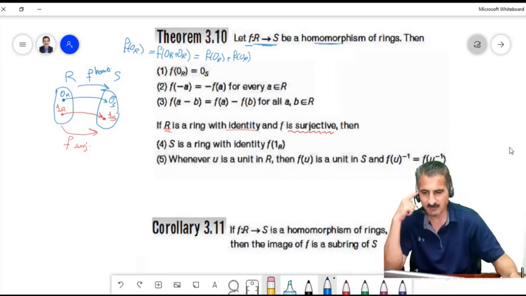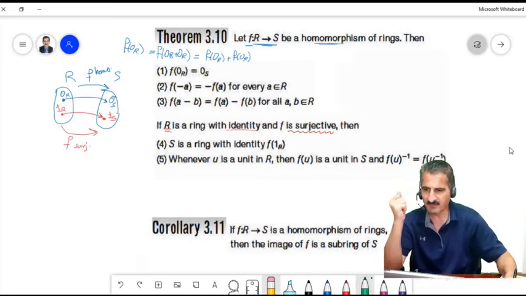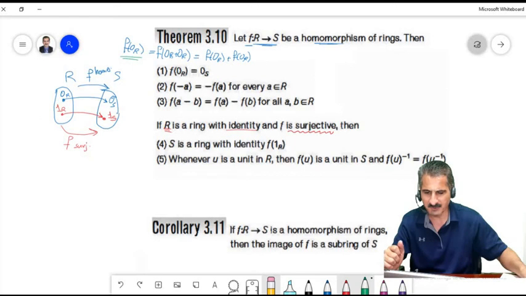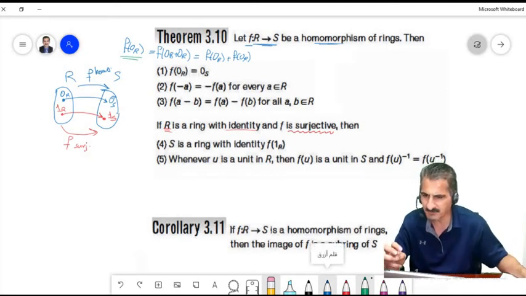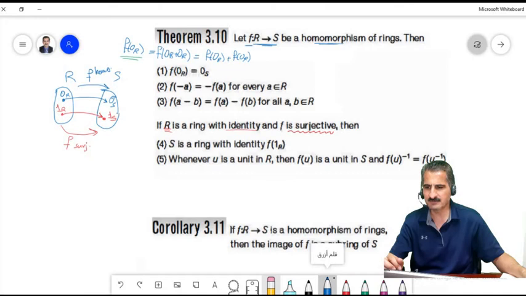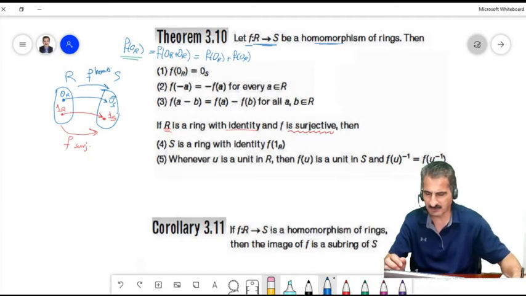And look what happened here. We have f of 0, and yes, this is f of 0. So what I get now is f of 0 of R equals f of 0 of R plus f of 0 of R.